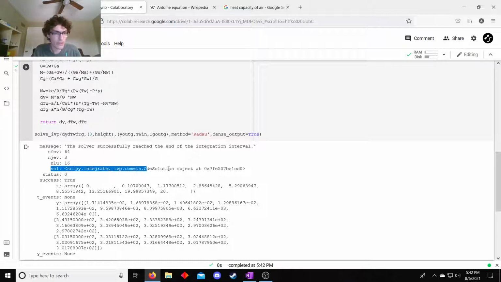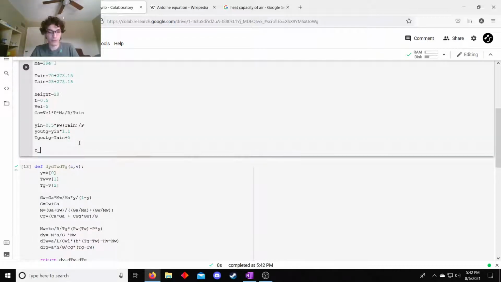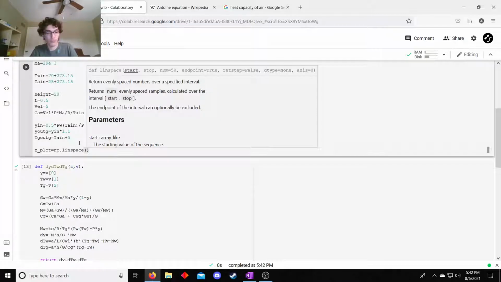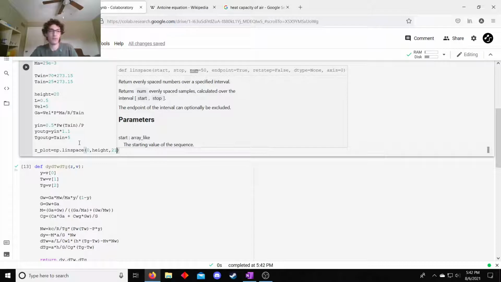So this is our answer. This thing called SOL, that's where our answer is. So what we can do is type in SOL at any number, and it will give us the values of our differential equations at that number. So I'm going to go up here and define something called z-plot, and this is going to be np.linspace. This will give us an array of numbers between 0 and 20, which will be the height of the column. And it will give us 21 values, so in this case, it will be every integer.